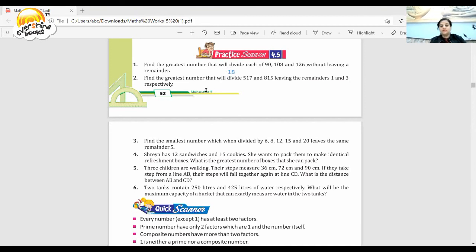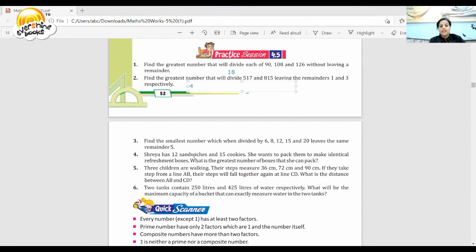Now, what is the greatest number that divides 517 and 815, leaving the remainder 1? Leaving the remainder 1 means you have to do minus 1 from 517 and minus 2 from 815. Then when we divide, when we get the HCF, we will get the HCF 4.